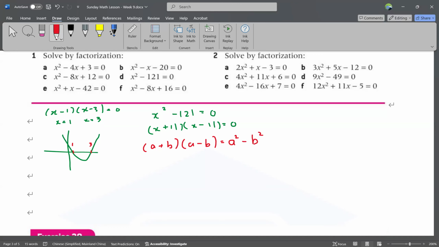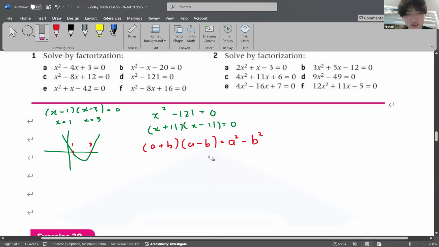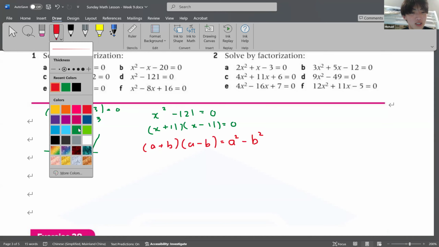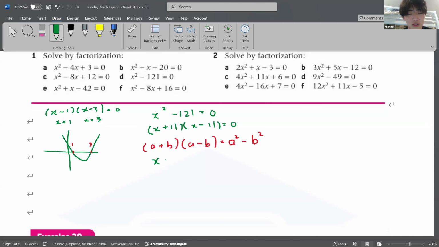Whoops. Okay, yeah, Hannah, do you know this? Yeah. Okay. All right. Yes, that's the solution. So, oh, that's the factorization. And the solution is in this case easy. The solution is just plus or minus 11. Okay.